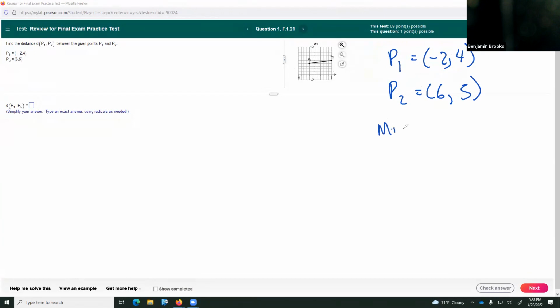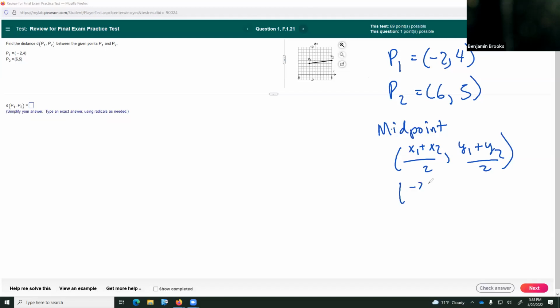So if we want to find the midpoint, if you'll remember, that was this formula: (x1 plus x2) over 2, comma, (y1 plus y2) over 2. To find the midpoint between the two, remember we're finding the point that is halfway between both.